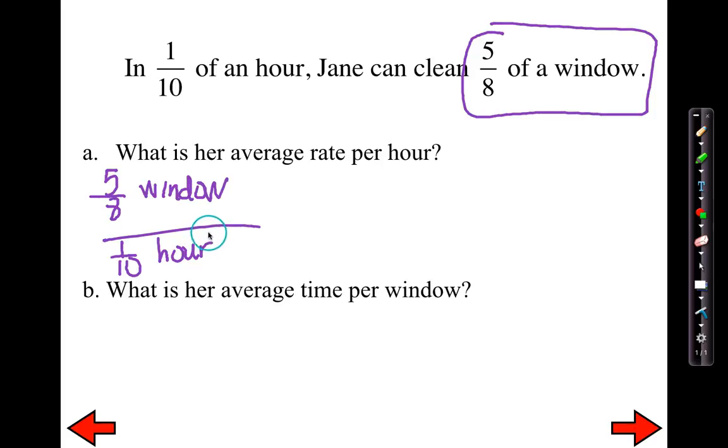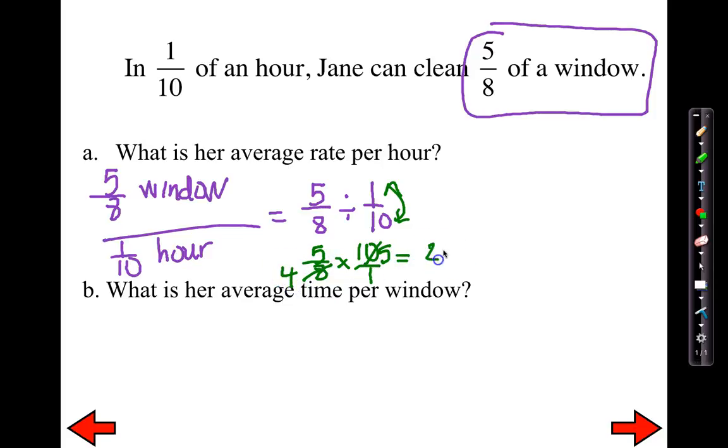So in order to figure out this rate, aka unit rate, what I'm going to do is go ahead and divide. So this is going to be read as 5/8 divided by 1/10, which can be rewritten as 5/8 times the reciprocal, which is going to be 10 over 1. I'm going to check if I can cross reduce, which I can by a factor of 2. And that's going to leave me with 25/4.